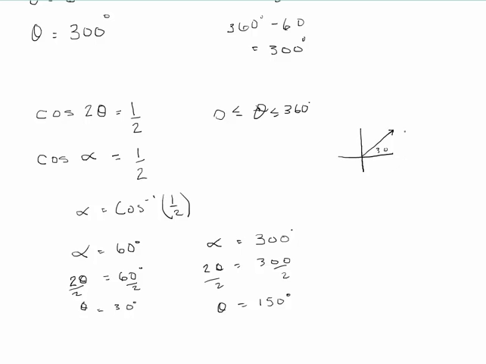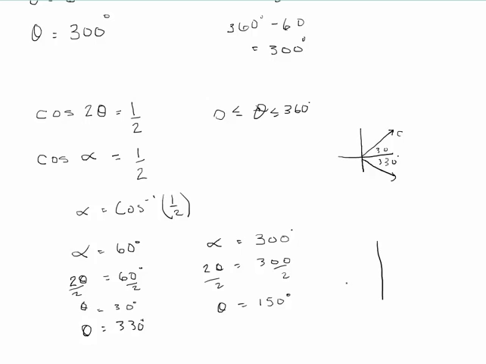So here it's 30. This is where cos has positive ratios. So now I need to check down here as well. 330 is also another solution. So theta can be equal to 330 degrees.